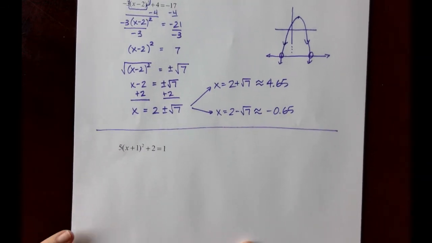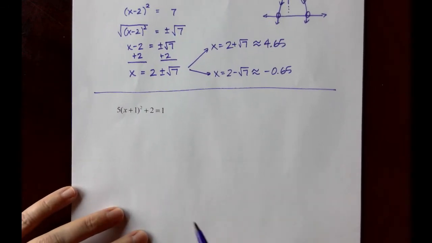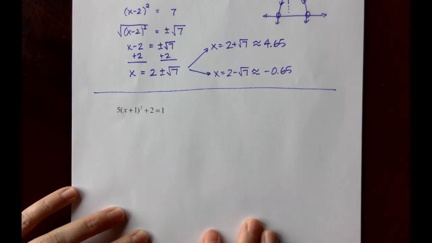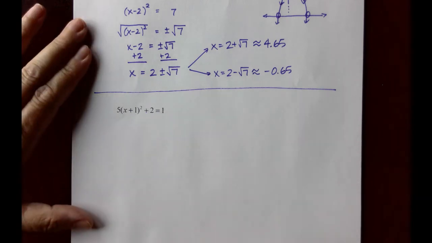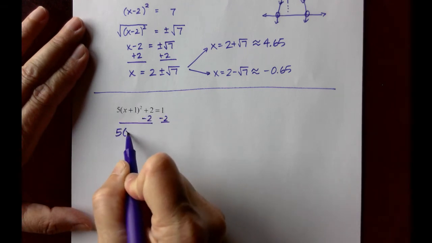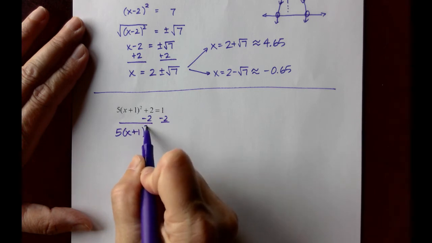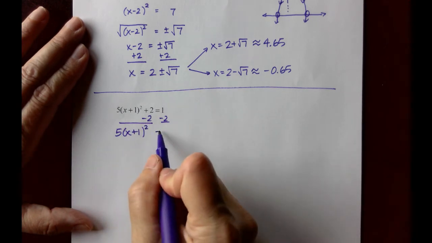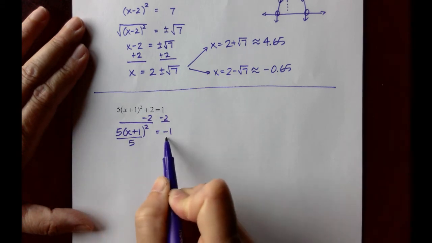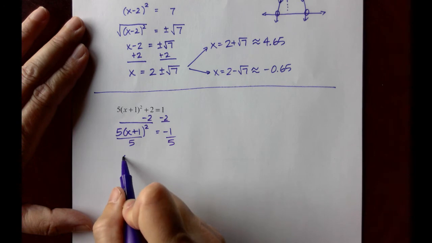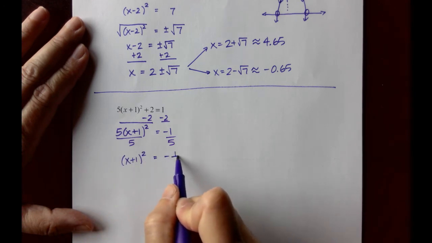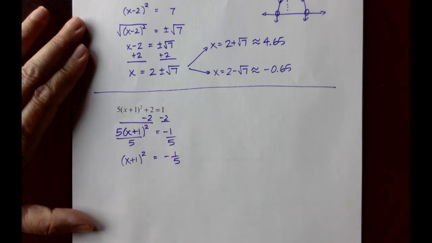In the next one, you're asked to solve 5 times the quantity x plus 1 squared plus 2 is equal to 1. And we'll proceed the same way that we did before. Subtract 2 from both sides. 5 times the quantity x plus 1 squared is equal to -1. Dividing both sides of the equation by 5 gives us the quantity x plus 1 squared is equal to -1/5.